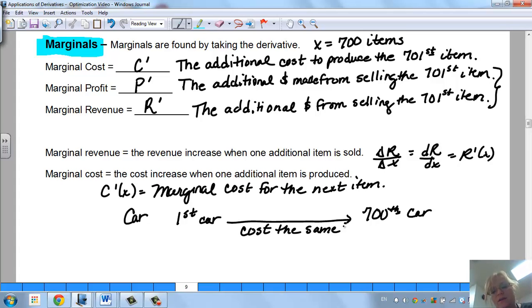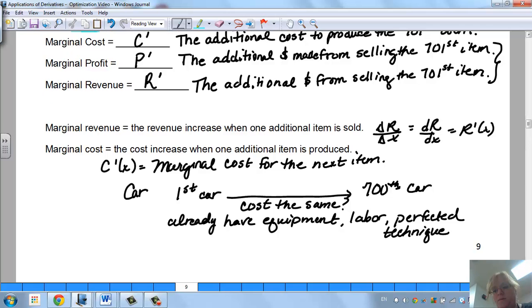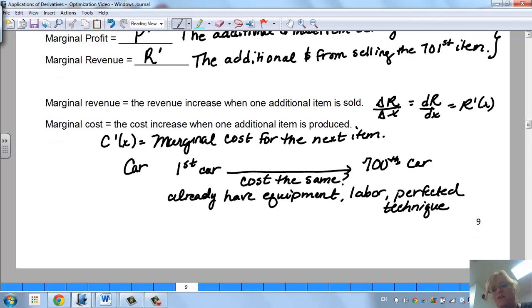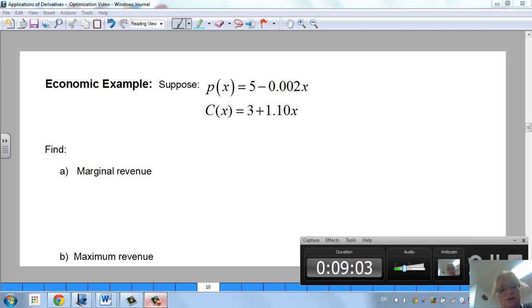Well, basically, if you look at this, if you buy all the equipment to make the first car, you've already purchased your equipment. You already have the equipment, the labor, and you have perfected your technique. So chances are the cost for making the 700th car is going to be lower than the very first car because you have everything that you need. Right? So this is the basics of economics, and then we're going to do a problem next. So the next video we're going to do this one problem, so keep those in your notes.